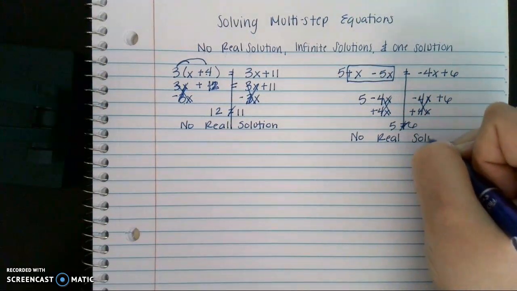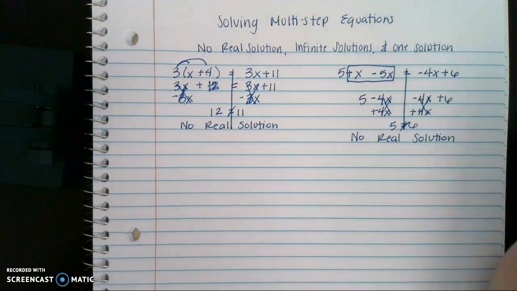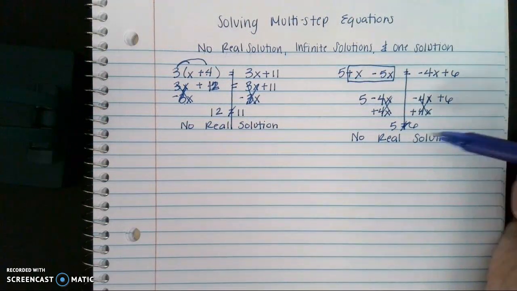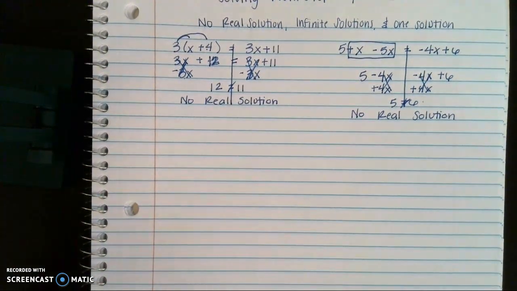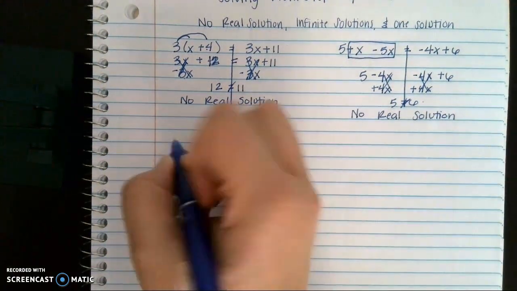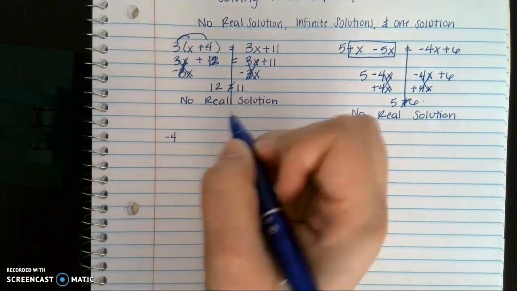So again, my variable canceled out. Once my variable canceled out, my 2 numbers remaining were not equal to each other, so that's a no real solution. I'm going to do one more of those just to make sure that it makes sense. We have a negative 4.